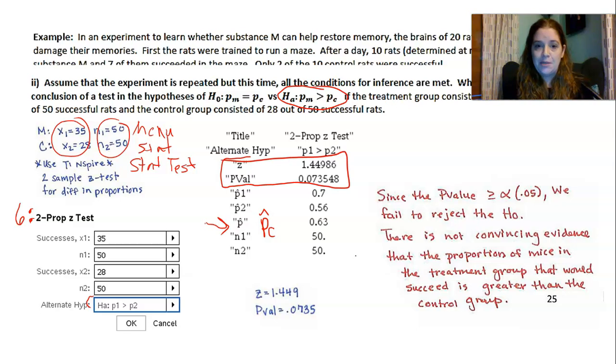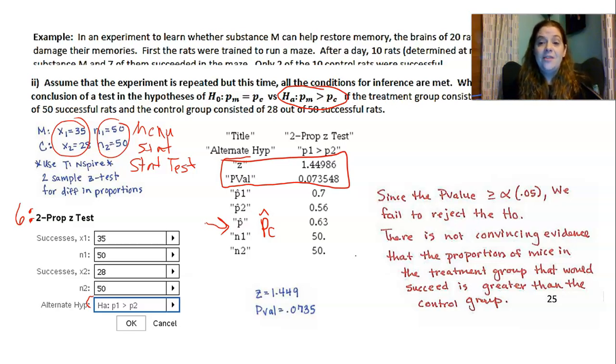Doesn't make a big difference in this problem because 7% is bigger than both. But you can also write it something like this. Since the p-value is greater than alpha, 0.05, we fail to reject the null hypothesis. Okay, p-value is greater than alpha, fail to reject. This is not unusual enough for us to think that this couldn't have just happened by chance. Like, yeah, our sample statistics are showing us that the M group did better, okay, for the sample, but maybe that just happened by chance, okay? This could have just happened.